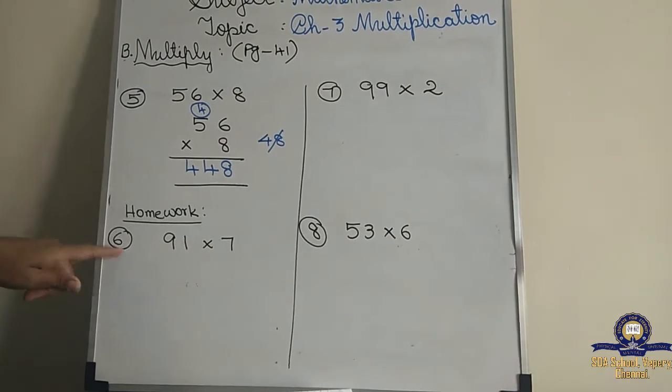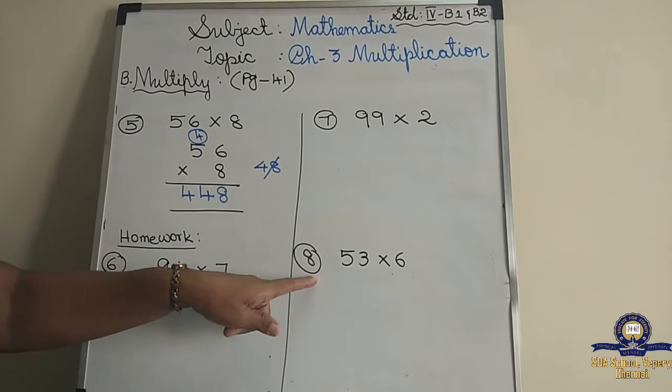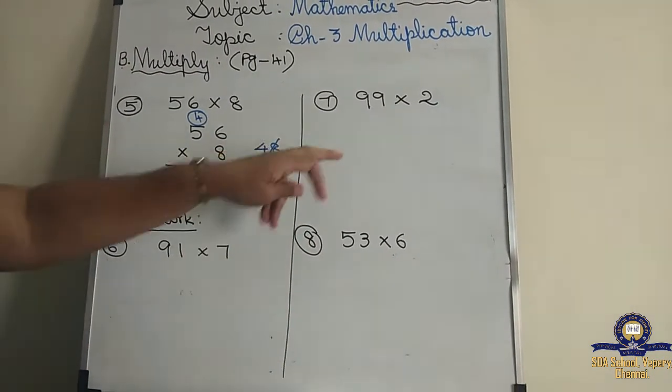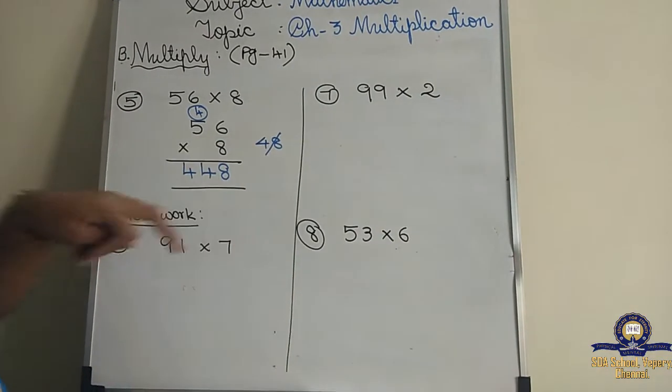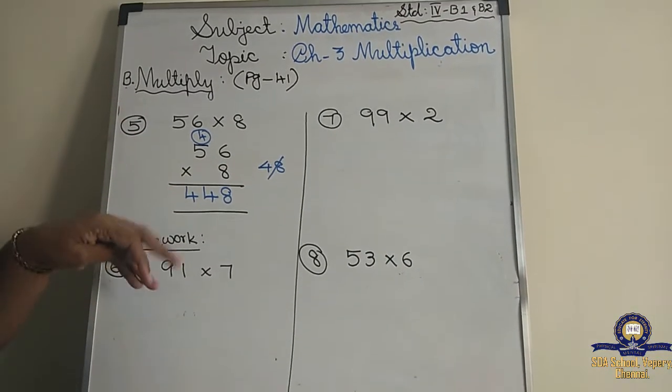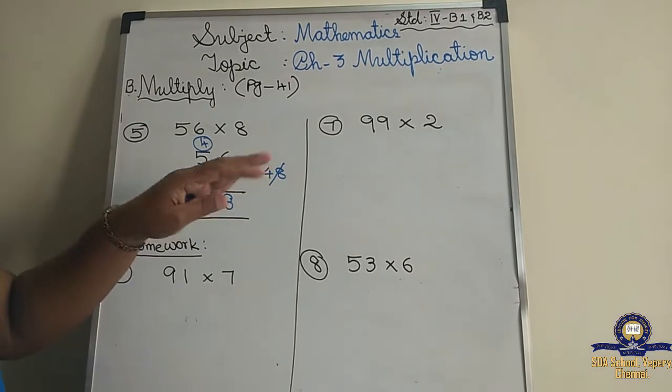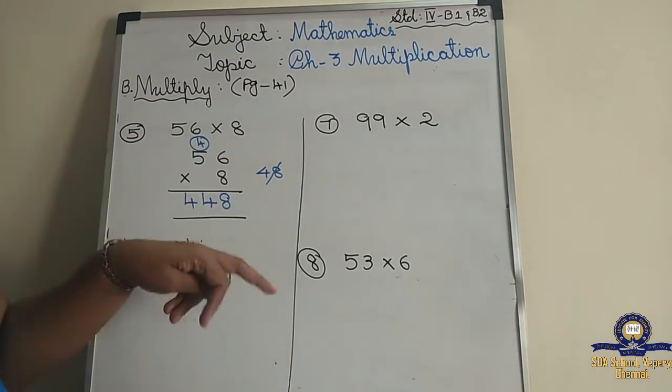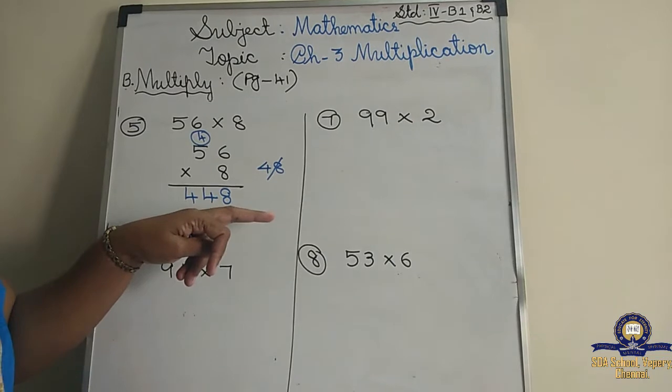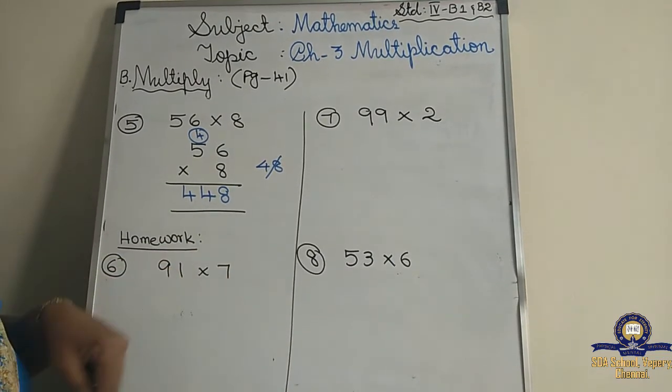The remaining sums 6, 7 and 8, these 3 sums are for homework. You have to do them in the notebook, along with these sums. Understood, children? Will you follow it?